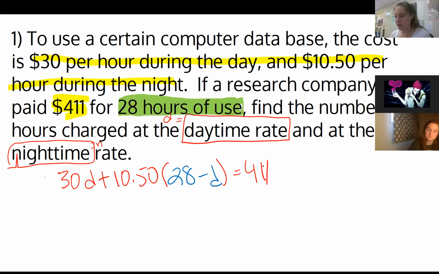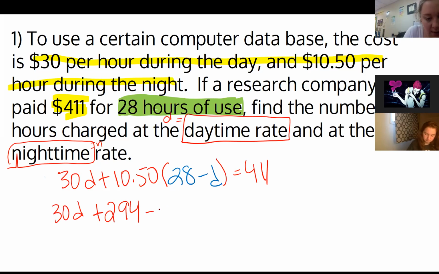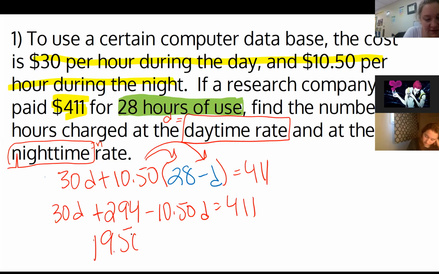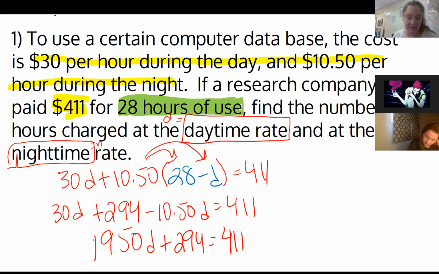I'm gonna distribute here. So 10.50 times 28. All right, this is gonna simplify to 30D plus 294 minus 10.50D equals 411. All right, so I took my 10.50, multiplied it by 28, and multiplied it by negative D. I'm gonna combine like terms with my D's. So 30 minus 10.50, that gives me 19.50D plus 294 equals 411.